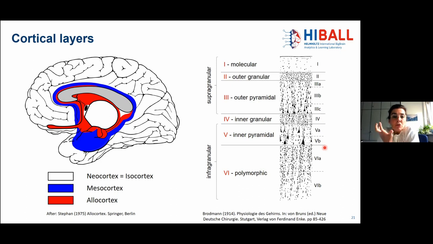Now, I'd mentioned that neurons aren't homogeneously distributed throughout the brain. And I'd said that we find the cell bodies of neurons in the gray matter of the brain. And when we're looking at the cortex, we can find a further differentiation in the way these cell bodies are distributed, okay? Within the cortex, cell bodies are arranged in horizontal layers. With horizontal, I mean that these layers are parallel to the brain surface, okay?